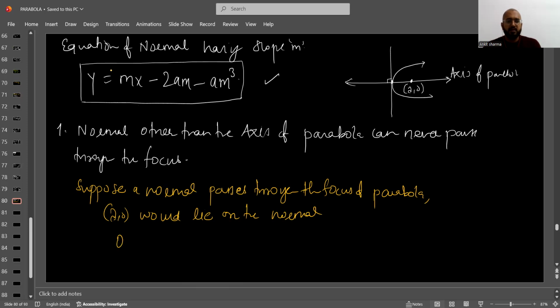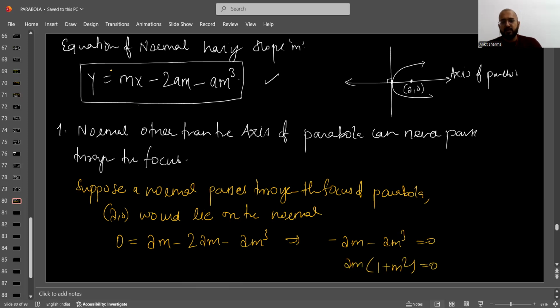So I'll be having 0 is equal to am minus 2am minus am cubed. So in return we get minus am cubed is equal to 0. So I can take am common, so I get 1 plus m square is equal to 0, which in turn turns out to be m is equal to 0, and the second root is imaginary. That means m is equal to 0. So if I plug in m is equal to 0, I get y is equal to 0, which is the x-axis. That means that's the only normal.